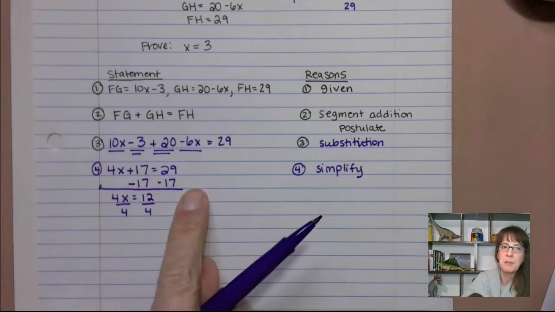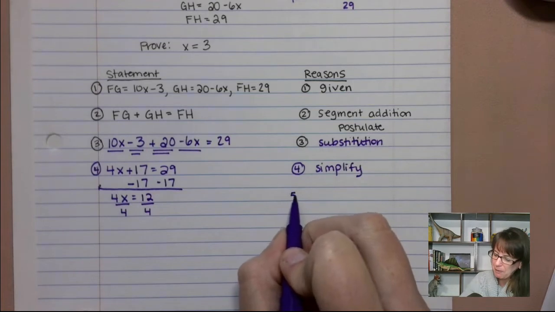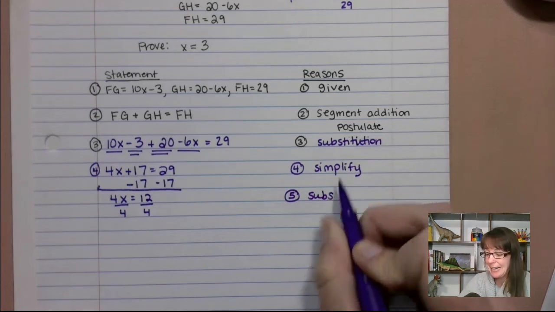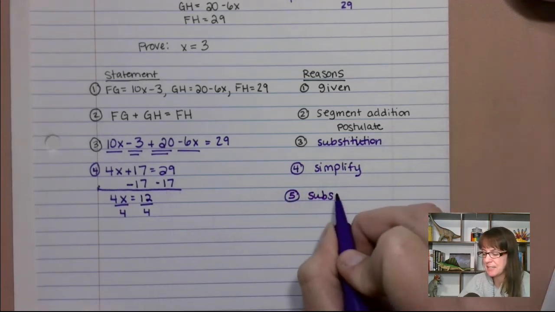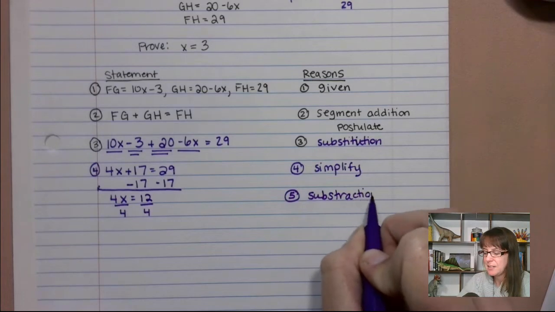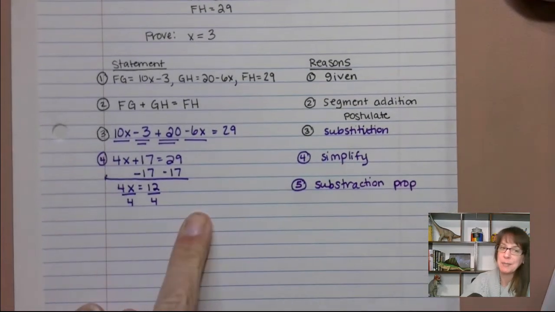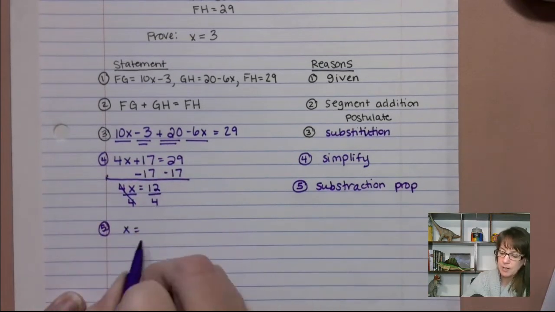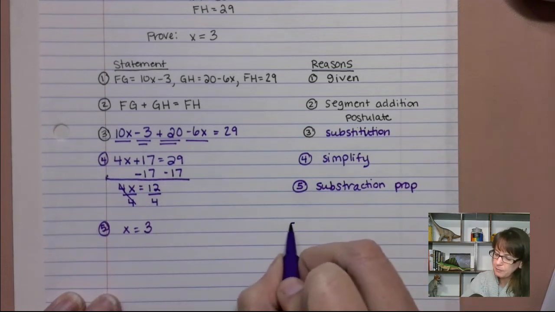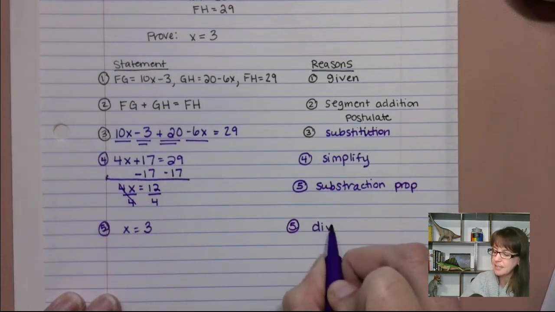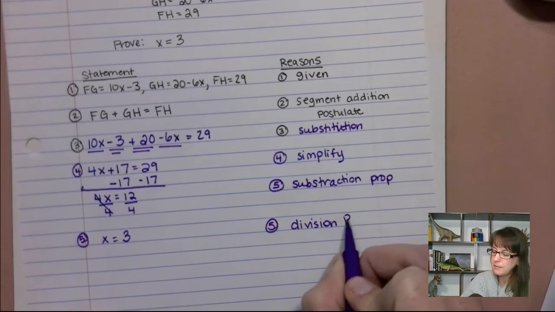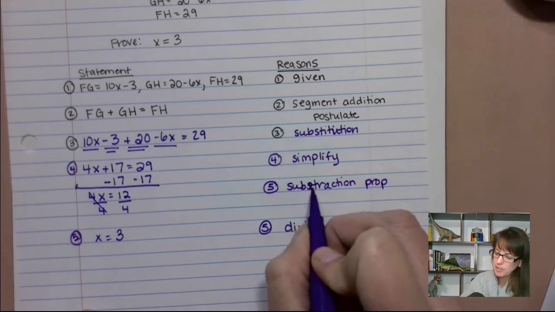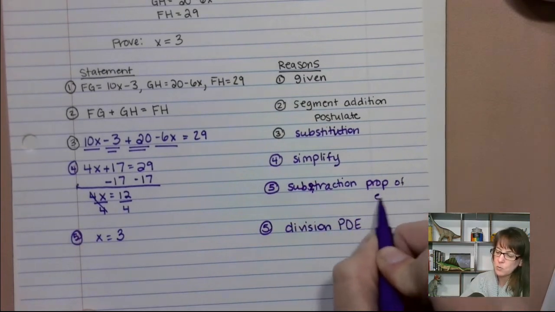And I'm sorry, we've got to back up here for number 5. When we get 4x equals 12, that was because we did subtraction. So I was thinking subtraction property, and 29 minus 17. Subtraction property. Okay, now our next step is to divide. And when we do that, we get x equals 12 divided by 4, which gives us 3. So for number 5, all we did was divide. The division property of equality. And you could say that for the subtraction property of equality as well.